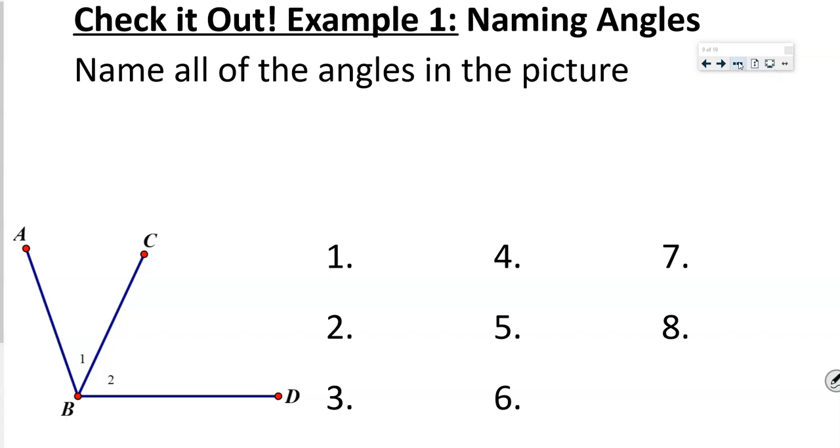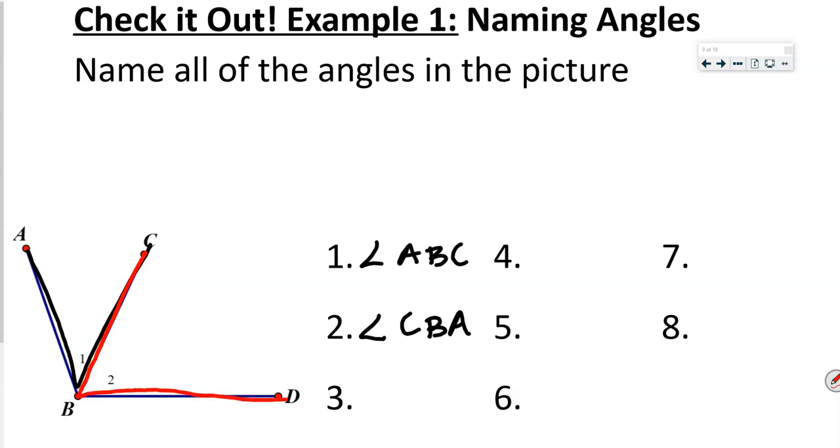So I'm going to start with this angle up here, ABC. So angle ABC could also be named angle CBA. Sorry, I said that wrong. CBA. Now I'm going to talk about this one right here. Wait. Let me go back. That angle up there at the top, the black angle, could also be named angle 1 because that's the number that's inside it, right? Now we're going to talk about the red angle.